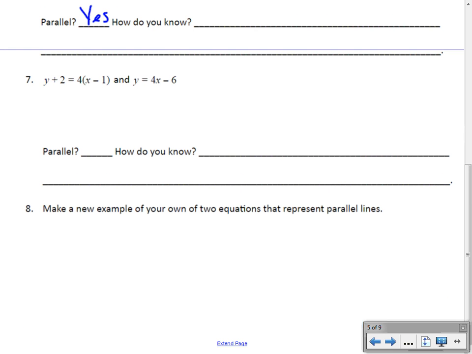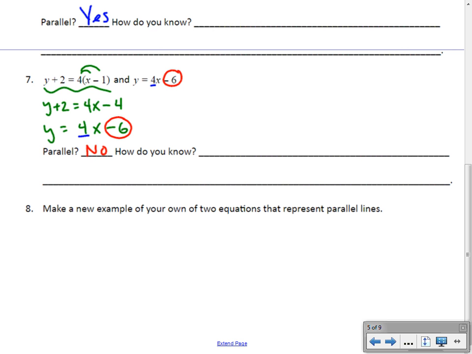Now for number 7, we're back to having one of our equations in point slope form. So let's distribute. Subtract 2. And here it is. Now we can see our two equations have the same slope, but we have an issue. They have the same y-intercept. We said parallel lines have to have the same slope and different y-intercepts. So these two lines are not parallel.